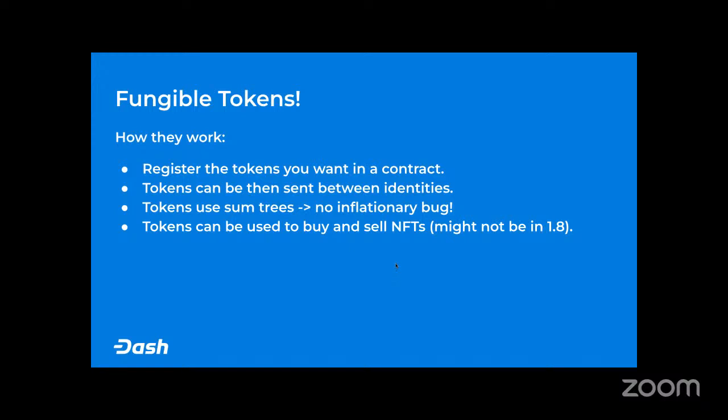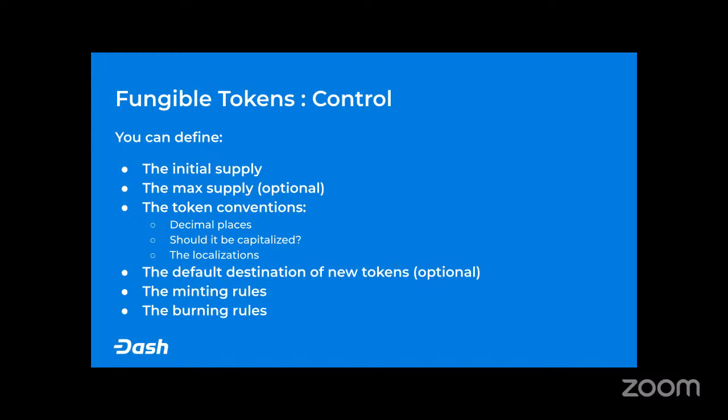Yeah, let's go to the next slide. So what you can do, you can define the initial supply. You can define the max supply if you want. You can say, okay, the initial supply is 1 million and the max supply is 1 million, so no more can ever be created.